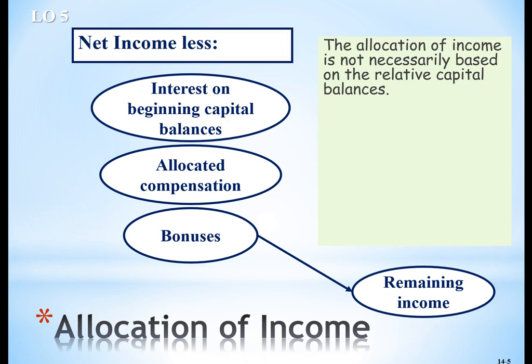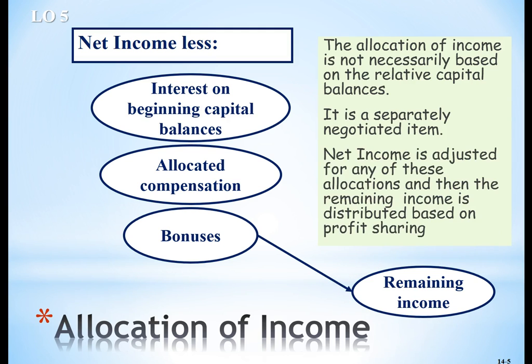So the allocation of income is not necessarily based on the relative capital balances. It is a separately negotiated item. Net income is adjusted for any of these allocations, and then the remaining income is distributed based on profit sharing.